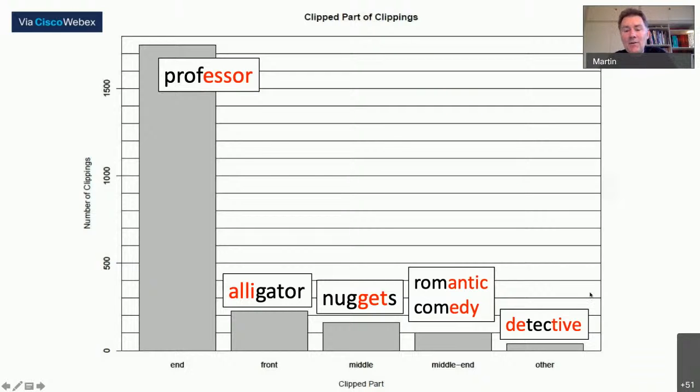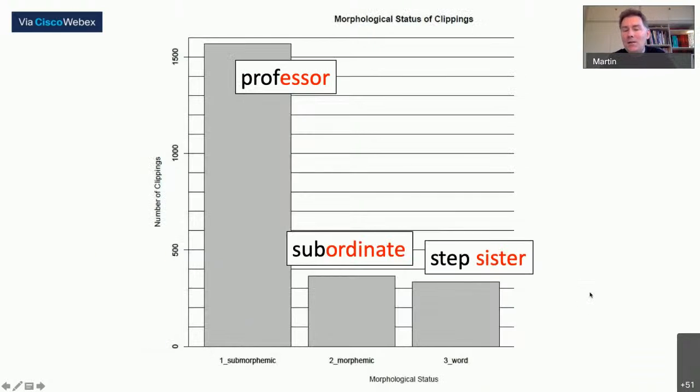Let's look at another way of characterizing our clippings, namely by morphological status. And what we mean by that is whether the remaining portion of a source word is a word, a morpheme, or not even a morpheme. So the latter category, which we call submorphemic, that is actually the most frequent category. So that's exemplified by prof. Prof is not a morpheme, yeah. So that instantiates this submorphemic category.